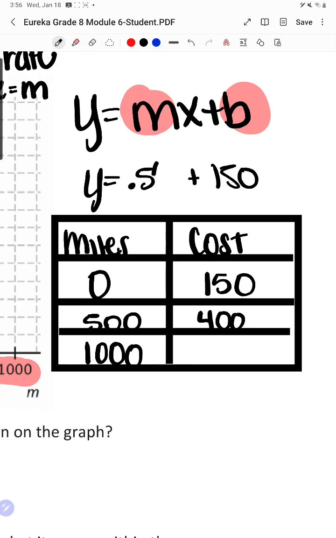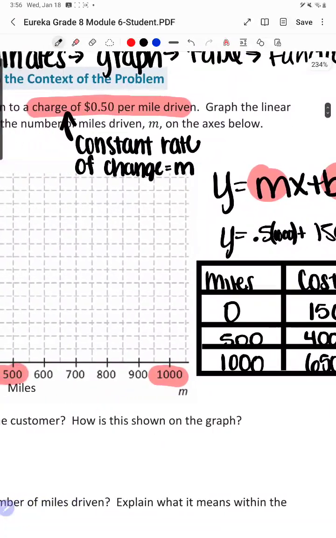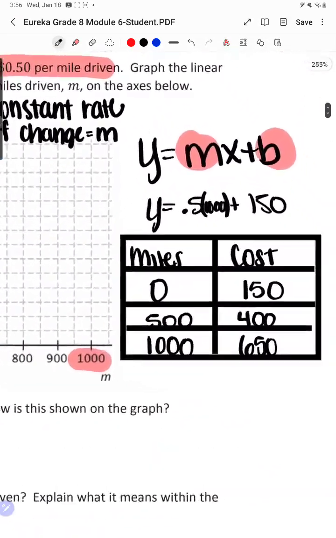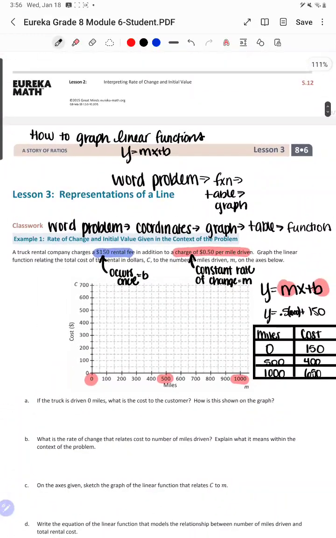And then this one right here is 1,000. So we'll have 0.5 times 1,000, which is 500 plus 150, which is $650. Or you could have entered all of those values into your calculator. As long as you got to the right side of your table, all is well.